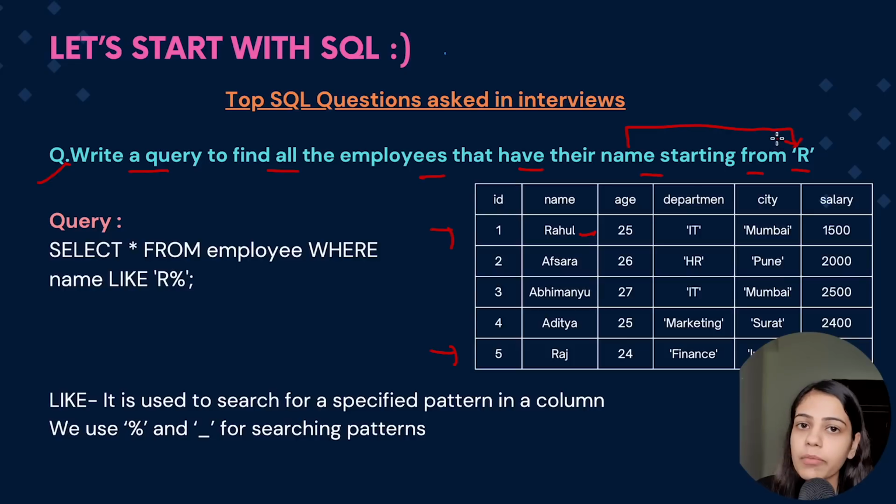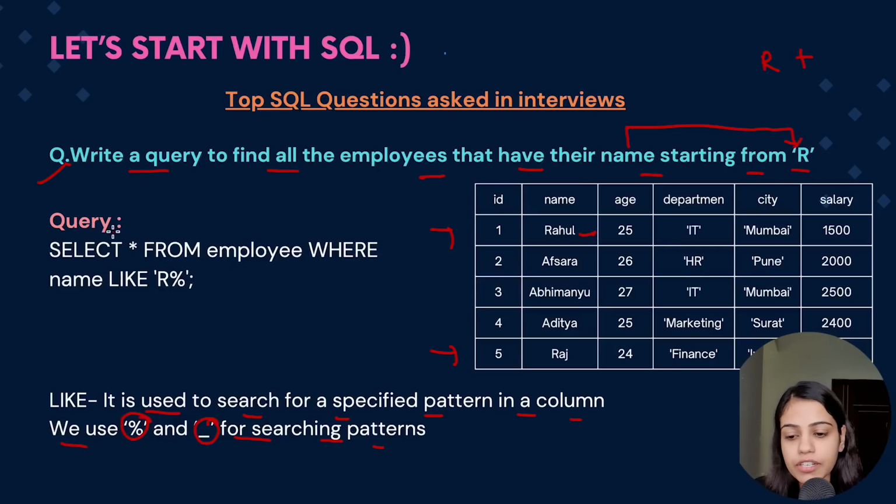So do you remember the LIKE operator? The LIKE operator helps us to return any pattern or any matching values. It is used to search for a specified pattern in a column. If you want a pattern like a name that starts with R but ends with T, for these types of patterns we use this LIKE operator. Now the LIKE operator is often used with percentage and underscore for searching patterns. So let's see. Here we have to find all the employees who have their name starting with R.